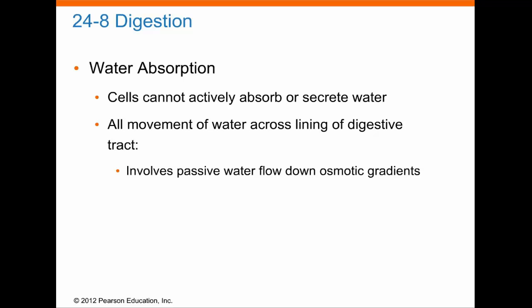Here we go again with talking about osmosis, so we need to have a good grip. Remember, that is the movement of water, but cells cannot actively absorb or secrete water. So the only way that water will move across the digestive linings is across osmotic gradients. It only involves passive water flow down osmotic gradients, so water will move from a low concentration of a solute to a high concentration of a solute.